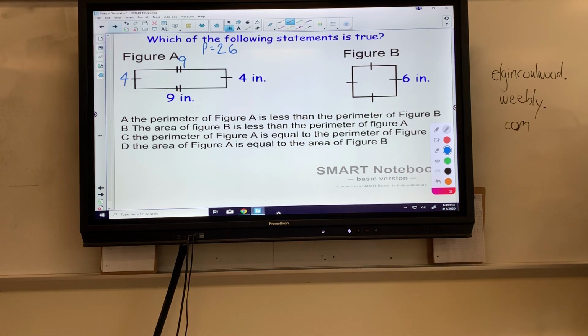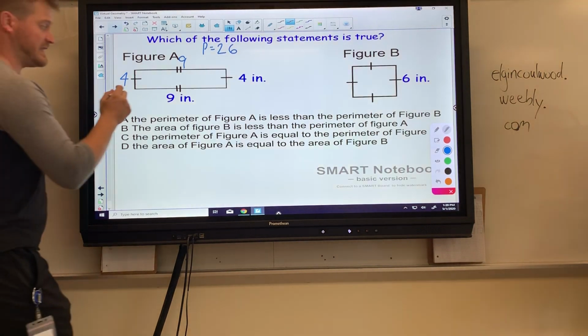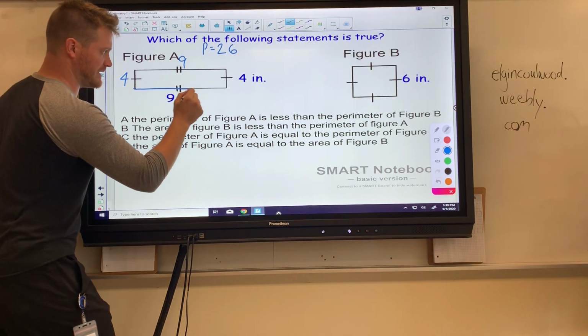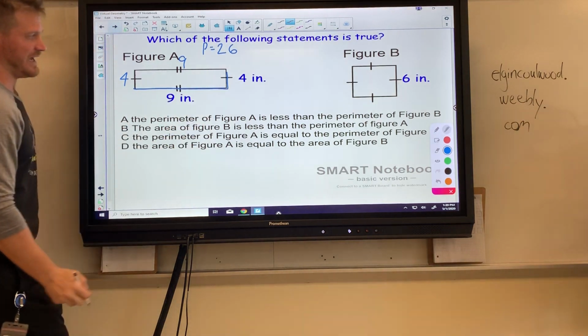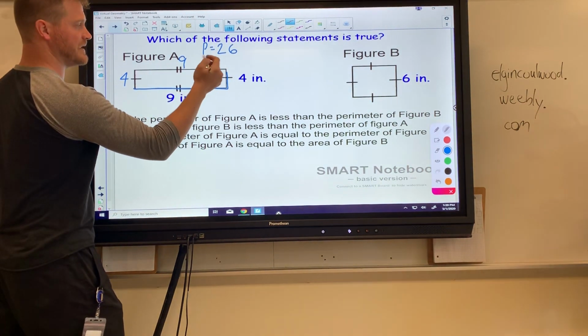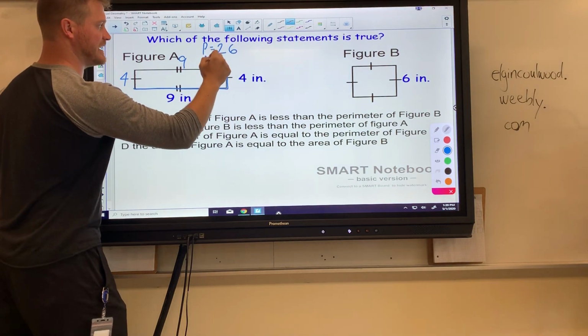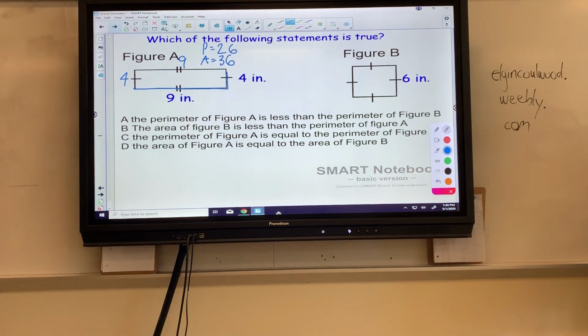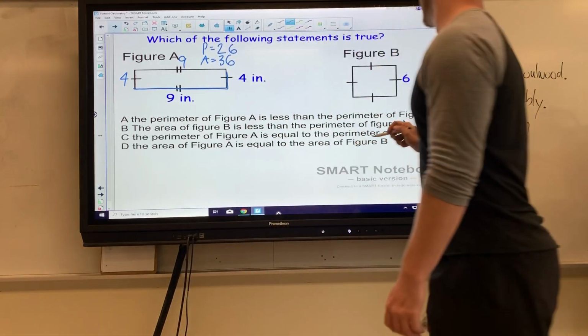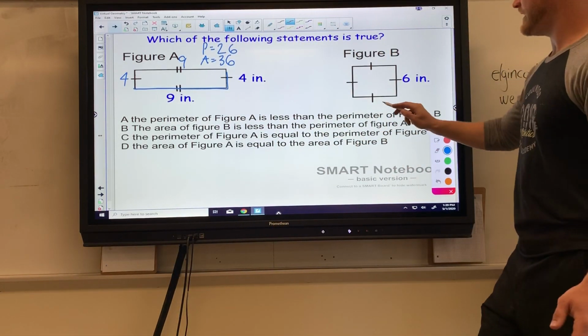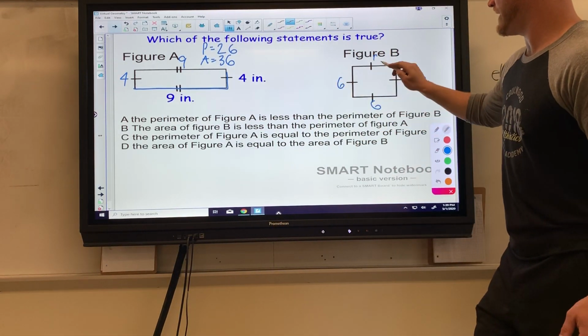Area we just talked about from the last slide, you should know that it's length times width. Remember, this one's also going to form a 90-degree angle. 9 times 4, that's going to be 36. So the perimeter for that one's 26, the area is 36. Let's look at figure B. It's a square, it's going to be the same number all the way around.